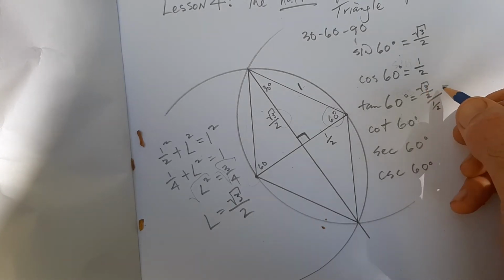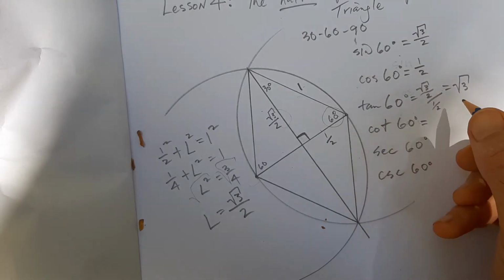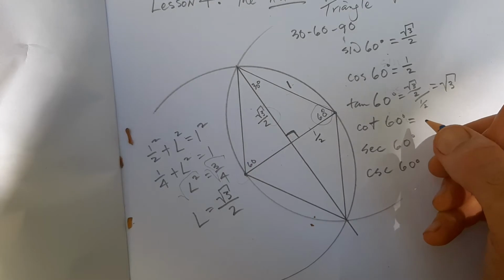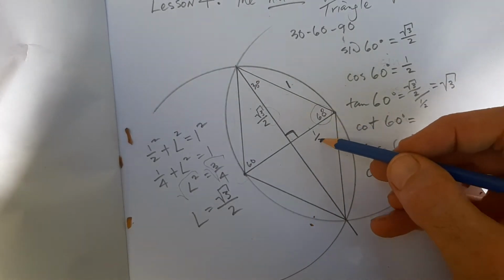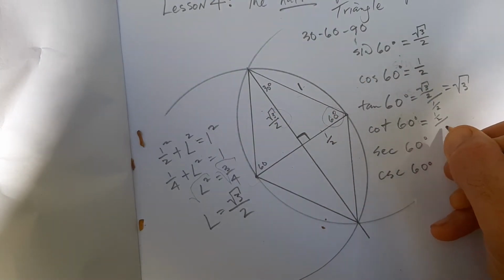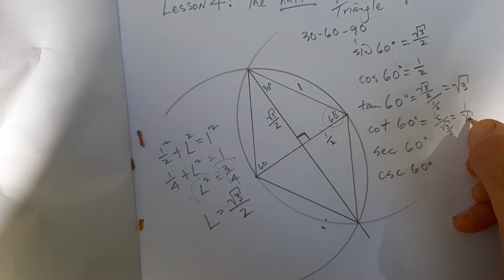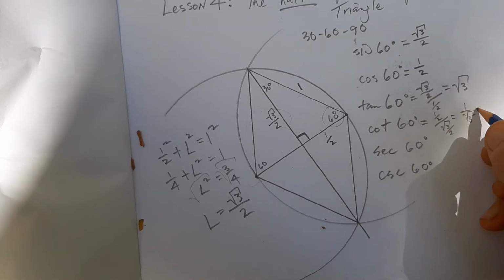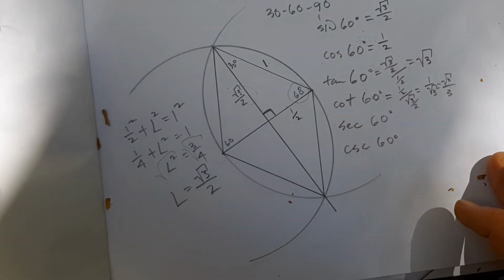Square root of 3 over 2 times 2, square root of 3. Cotangent, I could just flip that over. But let's do it here. Cotangent is adjacent over opposite. So 1/2 divided by square root of 3 over 2. Flip it over, we'll wind up with 1 over square root of 3 equals square root of 3 over 3, because you multiply by square root of 3 over square root of 3. Okay.